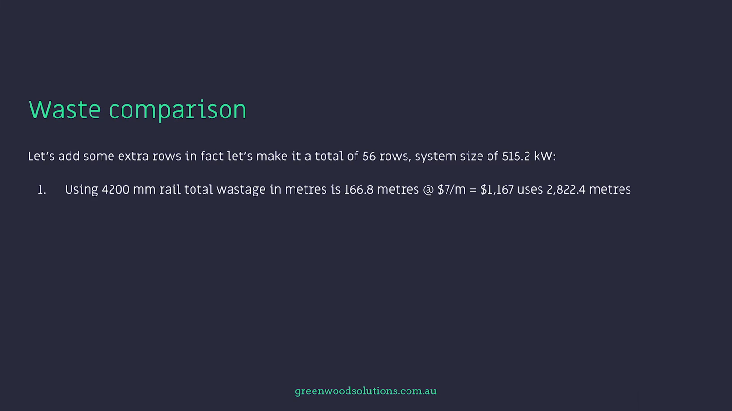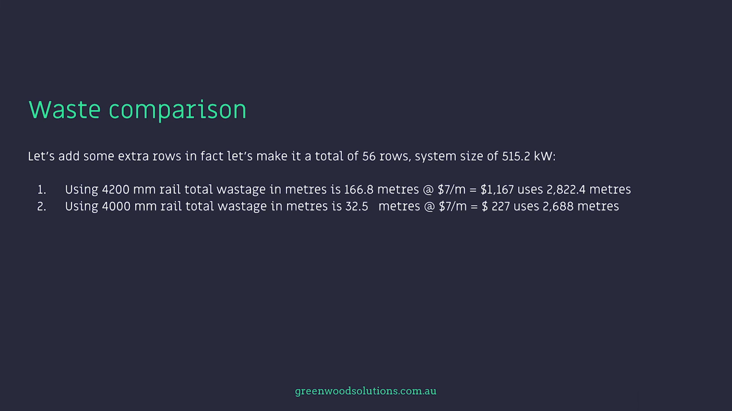Let's add some extra rows. In fact, let's make it a total of 56 rows. Now we're talking system size of 515.2 kilowatts. That's a decent size system. So using the 4,200 mil rail, total wastage in meters is 168.8 meters. Now at $7 a meter, let's say, and that's an arbitrary figure, you're looking at $1,167, and we use 2,822.4 meters of rail in total.